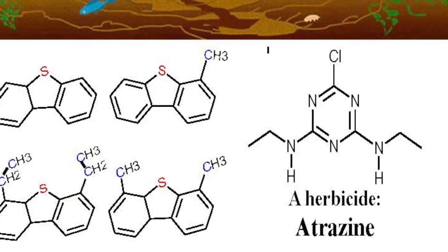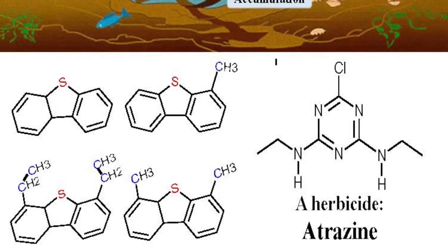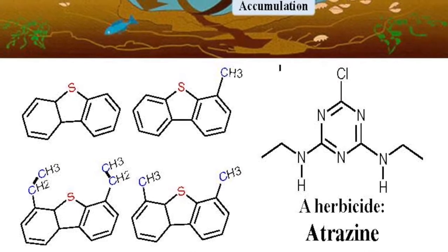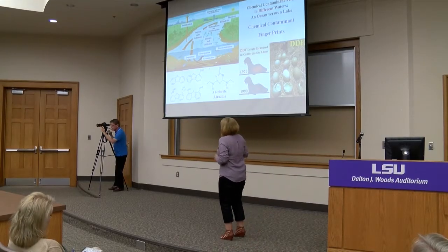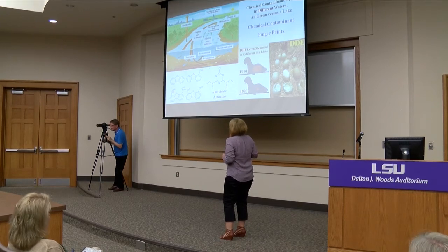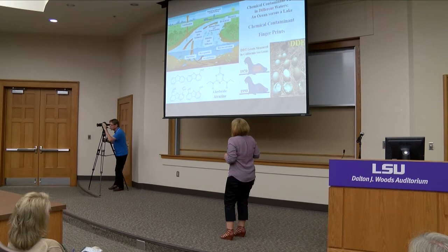These are some of the chemicals that I work with. This is the herbicide atrazine, and these 4 chemicals are in crude oil. As you can see, these 4 are very similar structure-wise, but the only difference is these parts that we call alkyl side chains.